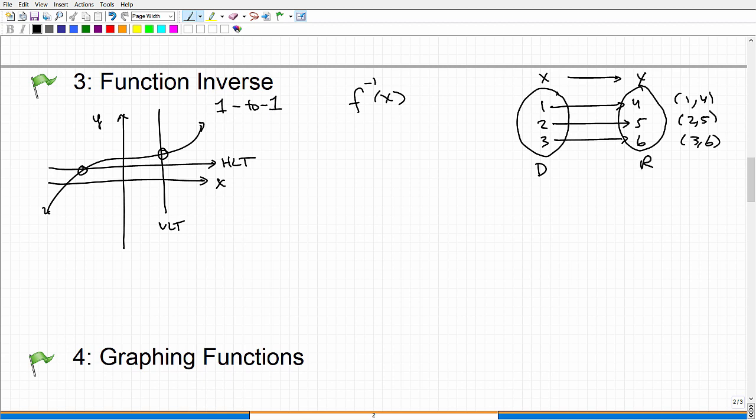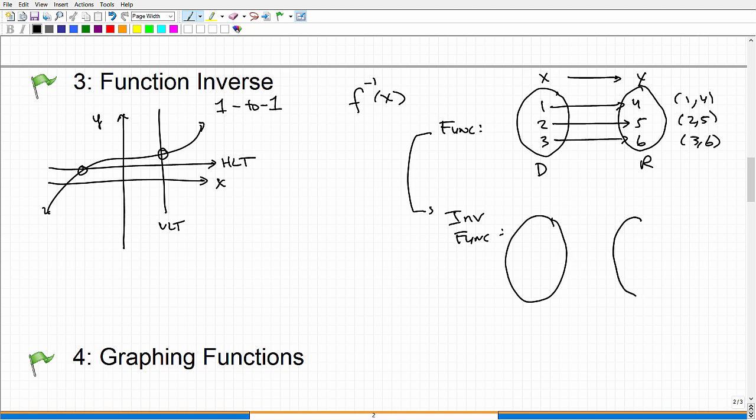Now, if this is a function, let's call this a function, and it does pass, right? Every x goes to 1 and only 1 y. The inverse of this function is a function that essentially reverses the range and domain. Here, let me draw this. So here I still have the domain, and here I have the range, right? This is our x, and it's going to the y's. Let me actually write it like so.